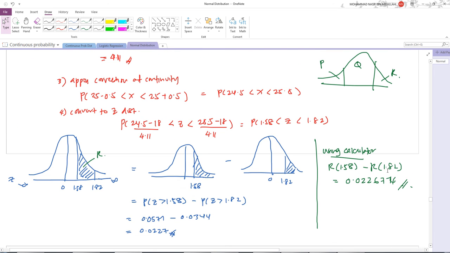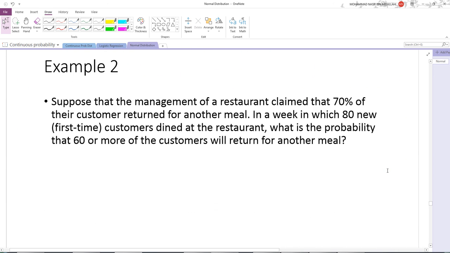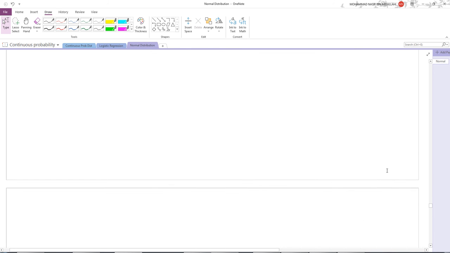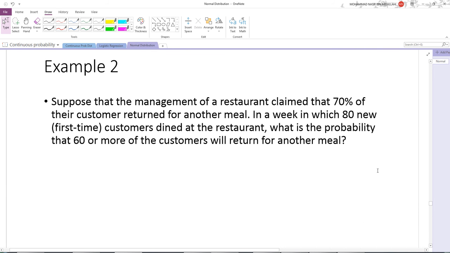Any questions? Before we continue to example number 2. So now let's look at example number 2. Example number 2 and example number 3, I think I leave it for you. You do it yourself. Example number 2, suppose that the manager of the restaurant claimed that 70% of the customer return for another meal. So we have two outcomes, return and not return. So probability of return is 0.7 and probability of not return is 0.3.